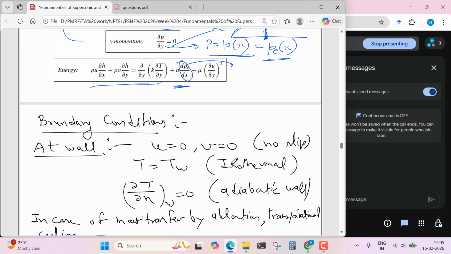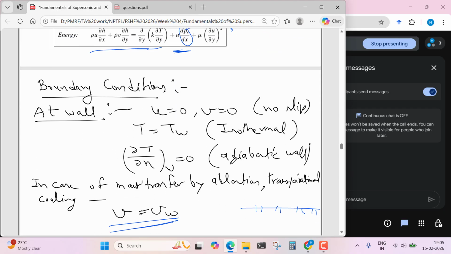What will be the boundary conditions? At the wall there will be the no-slip boundary condition. It means that u and v will be 0. For the temperature, there can be two types of boundary condition. One is isothermal, the other one is adiabatic. If the wall is isothermal, then the temperature at the wall will be equal to the wall temperature. If the wall is adiabatic, then the gradient of temperature at the wall will be 0.